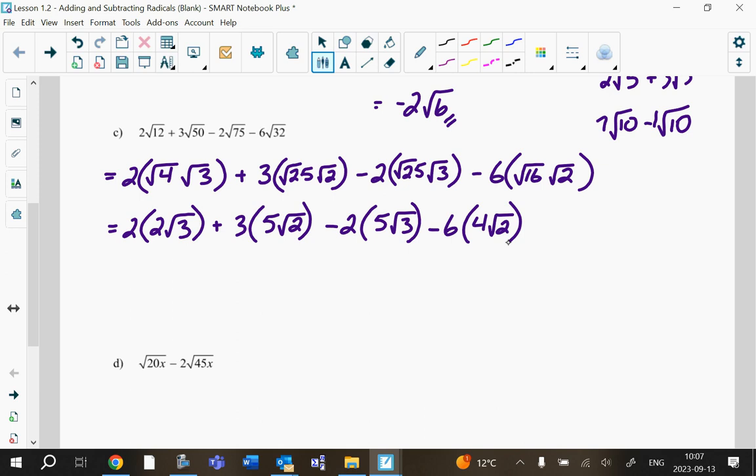Making it easier. Well, can't I multiply the non-radical numbers in each one? What's an easier way to say this?